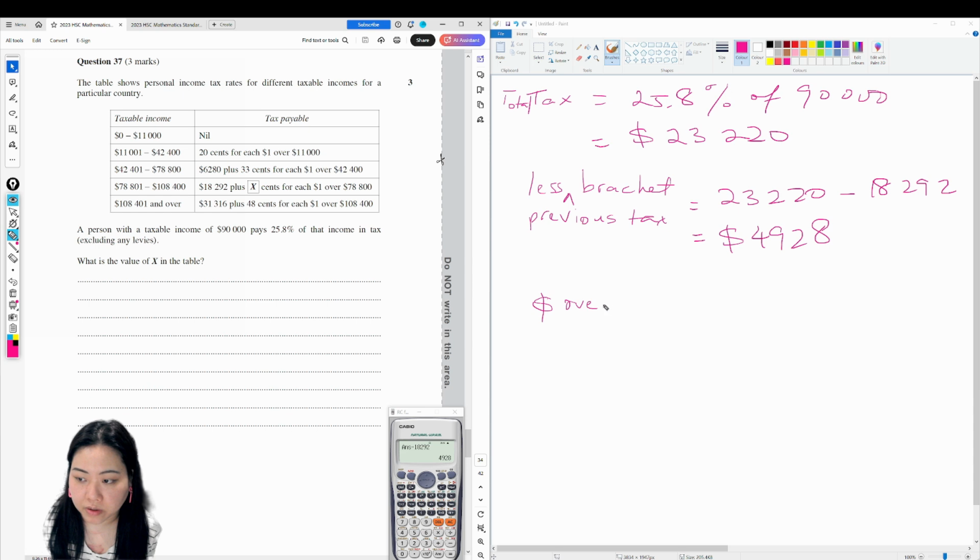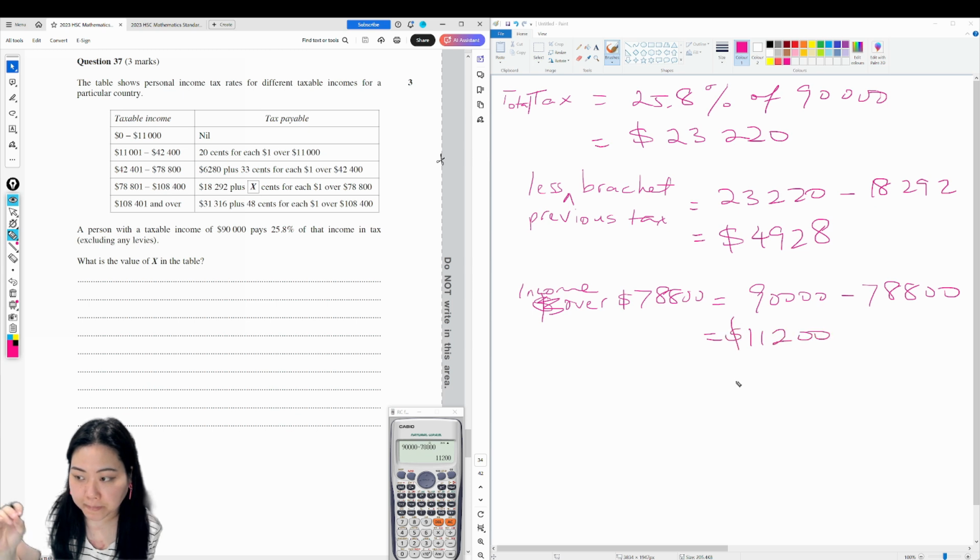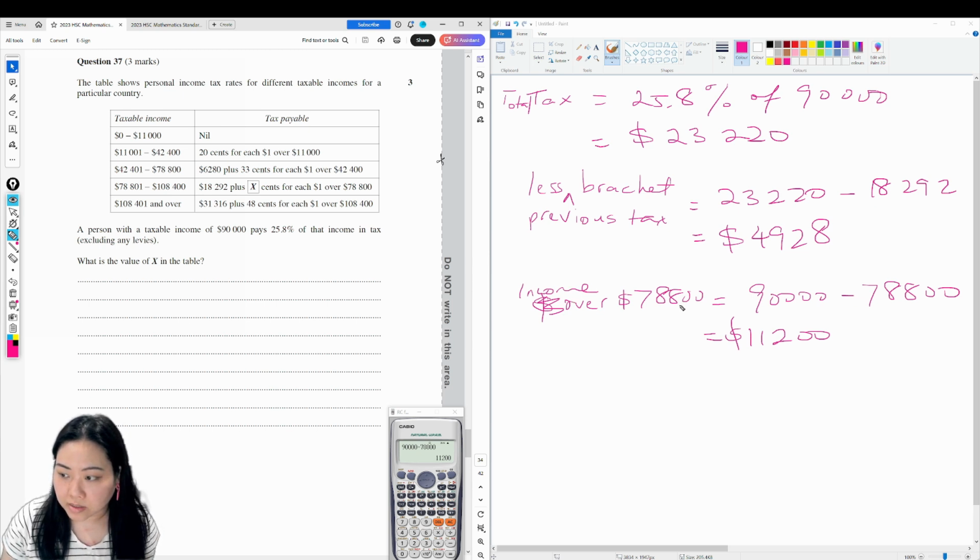Amount over 78,800 would be 90,000 minus 78,800, which is $11,200. That is being taxed at X cents for each dollar. When it is charged that many cents for each of these dollars, it comes to 4,928 cents. So X times 11,200 is going to equal 4,928.